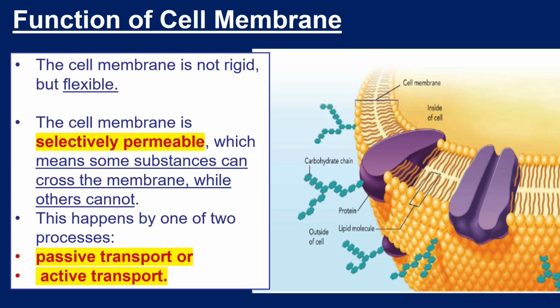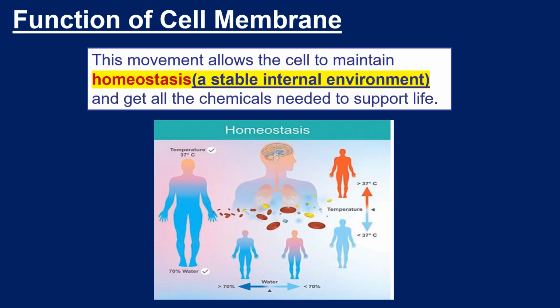Let's remember together the function of the cell membrane. The cell membrane is not rigid but flexible, and it is selectively permeable, which means some substances can cross the membrane while others cannot. This happens by one of two processes: passive transport or active transport. This movement allows the cell to maintain homeostasis, a stable internal environment, and get all the chemicals needed to support life.